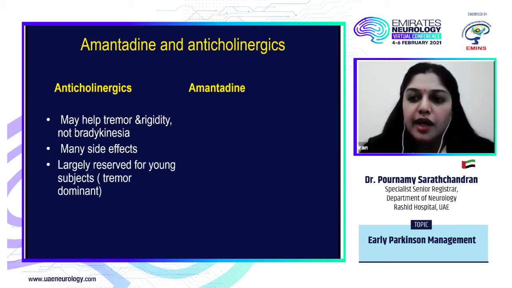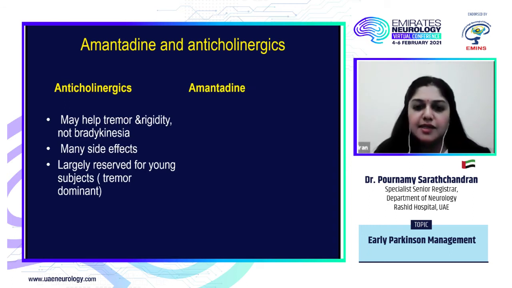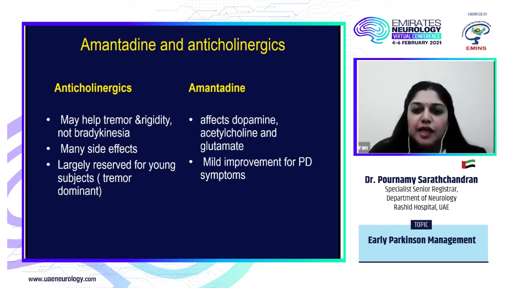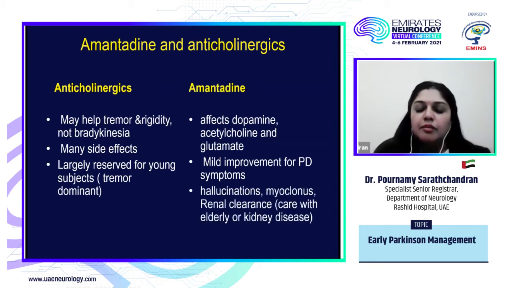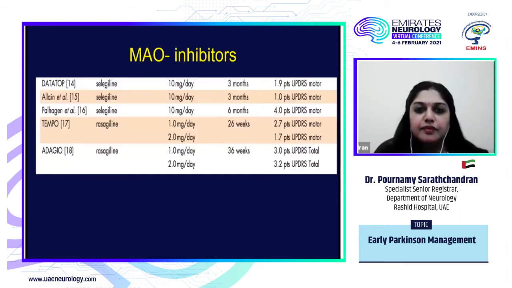Now, amantadine, which is an NMDA antagonist, affects the dopamine, acetylcholine, and glutamatergic systems. It results in mild improvement in PD symptoms because it has effects on the dopaminergic system, but at the cost of developing hallucinations, myoclonus, especially in elderly people. We have to be very cautious because of the renal clearance. So if there is a renal dysfunction, avoid amantadine.